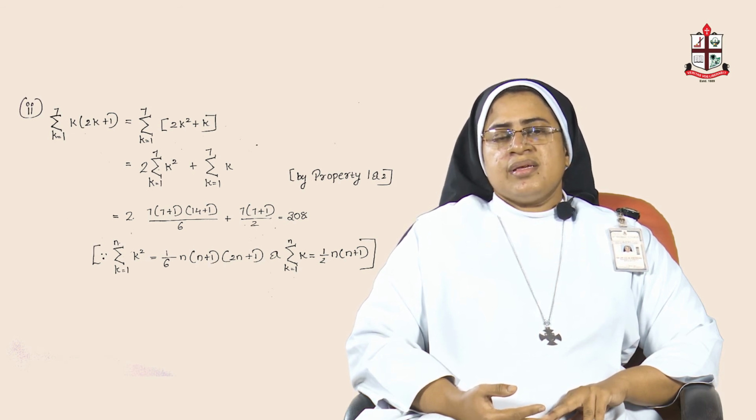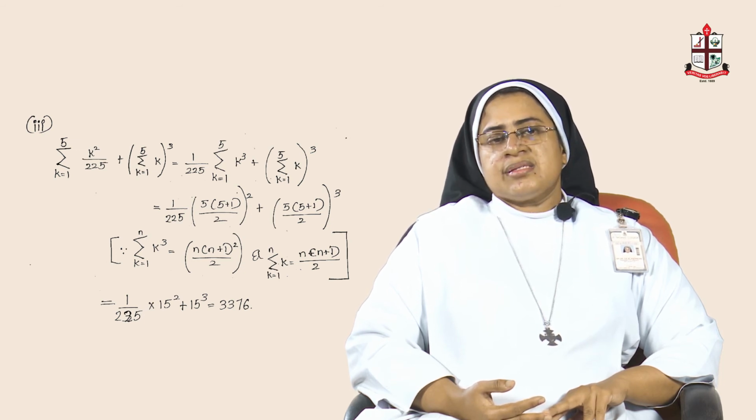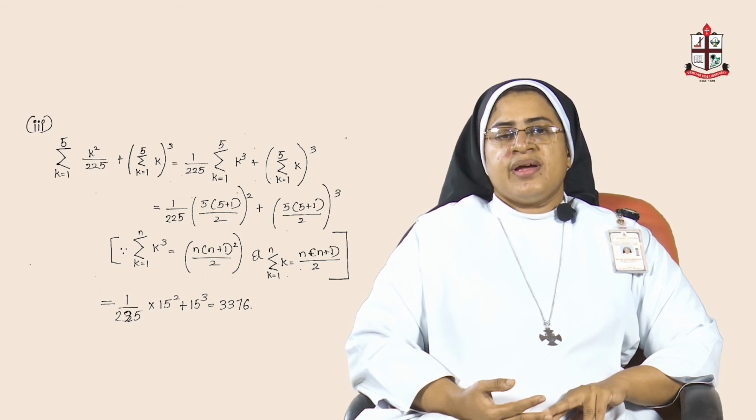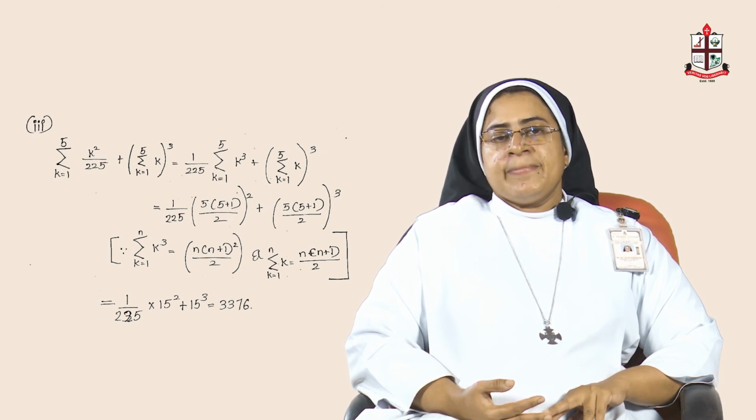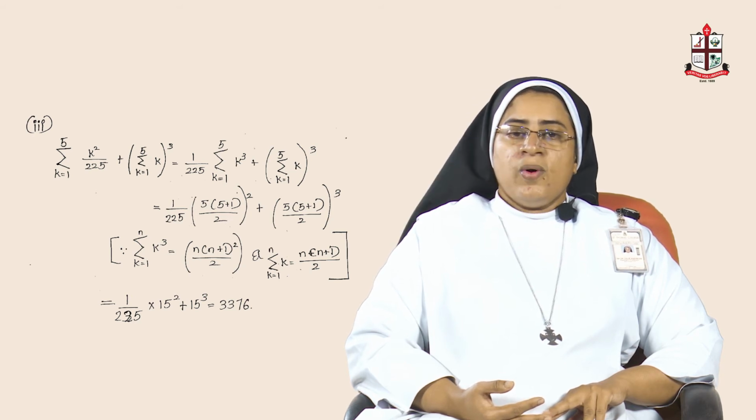Now, considering the next problem, how can you do this summation? Sigma k equals 1 to 5 of k square by 225 plus k, that is sigma k equals 1 to 5 of k whole cube, that is equal to 1 by 225, then sigma k equals 1 to 5 of k cube plus sigma k equals 1 to 5 of k whole cube.